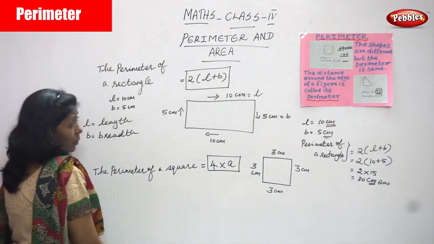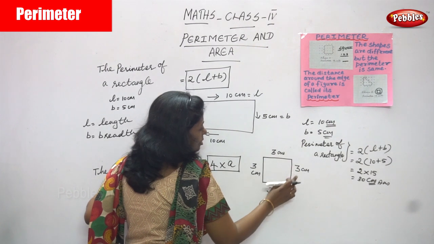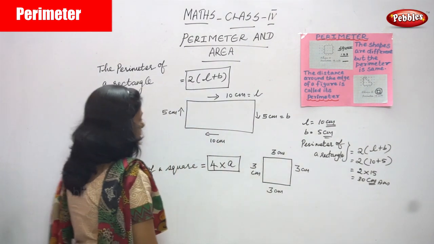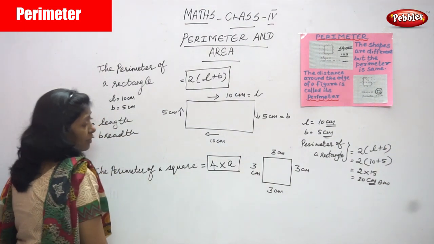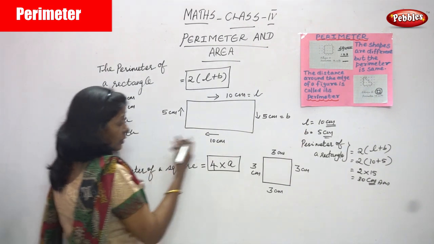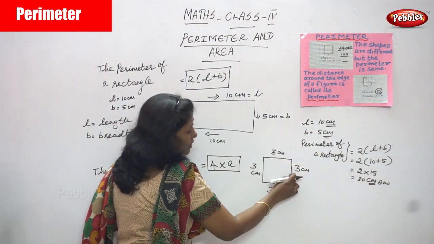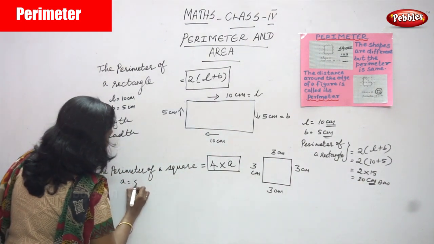Next, perimeter of a square. So look at this sum. This is a square. 3 centimeter, 3 centimeter, 3 centimeter, 3 centimeter. All the sides are equal. You know that square. This is the property of the square. The perimeter of a square formula is equal to 4 into A. You can add all the four sides, otherwise you can take only one side. That means A is nothing but the side.